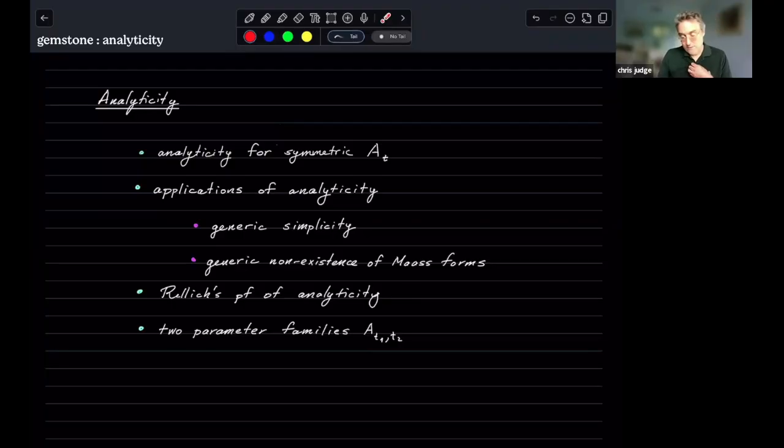In fact, Rellich's original proof, which I like very much. I didn't actually read his proof until very recently, and I like the proof. Then if I have time, I'll talk about two-parameter families. Everything today is about one-parameter families, and in fact two-parameter and multi-parameter families are very difficult to deal with for various reasons.